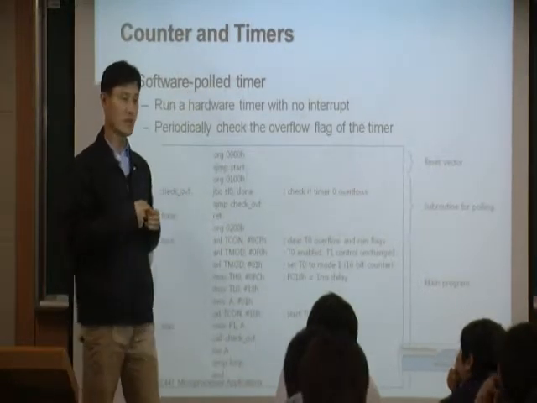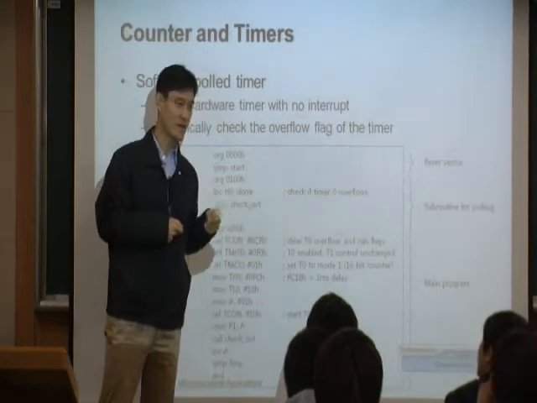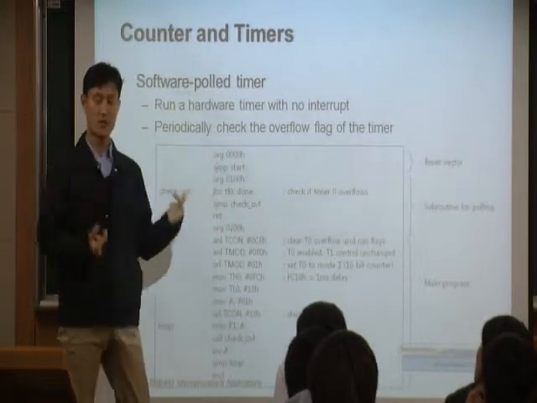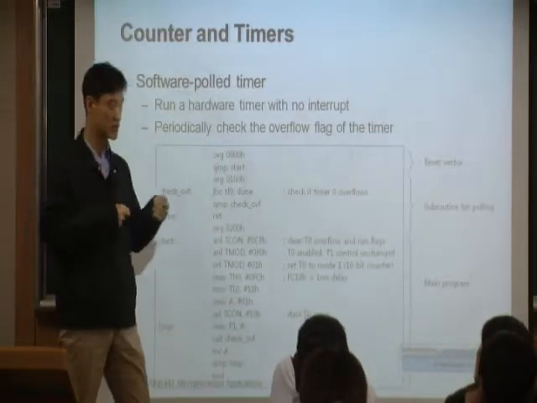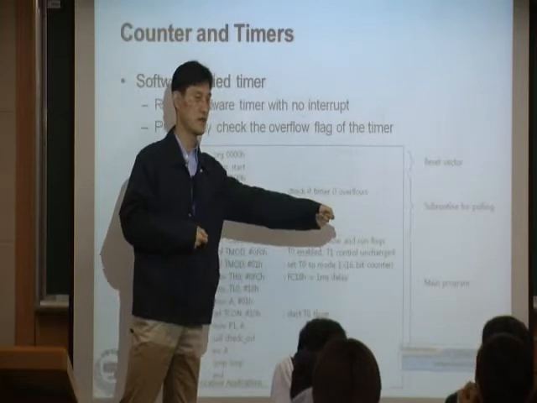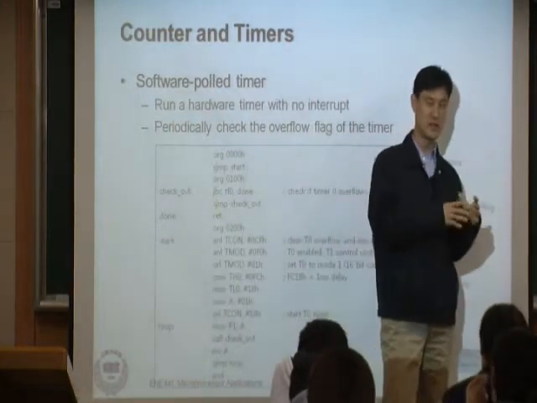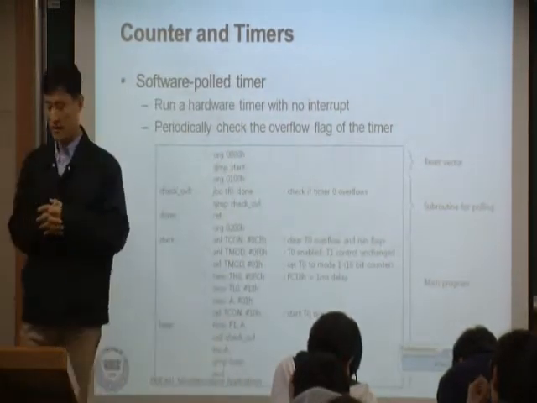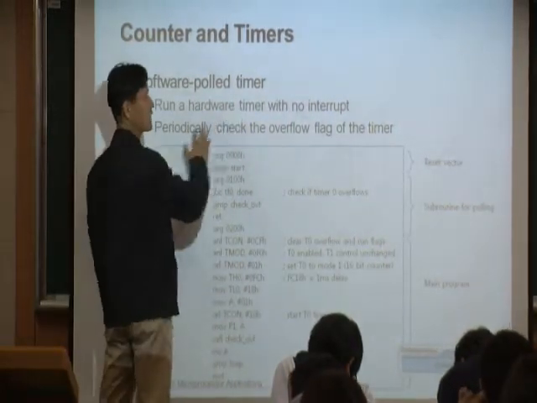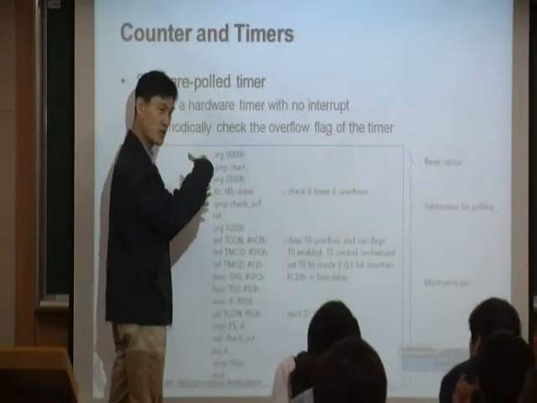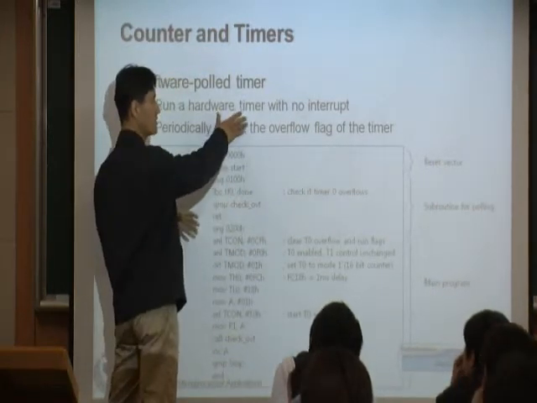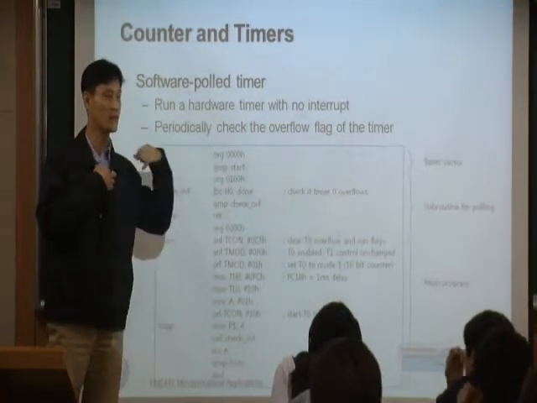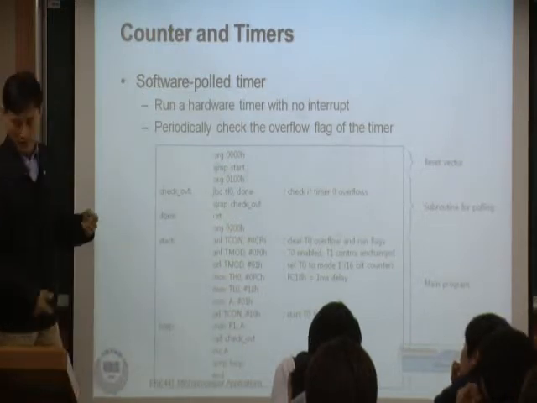What is polling? Polling is like every second, I'm just checking. That's polling. So from the software perspective, the software just does polling every time, and the actual time measurement is done by the hardware. In this case, we need a hardware timer, because the actual delay measurement is done by a timer. And for software, we just keep checking if the timer is done or not. That's the second way.